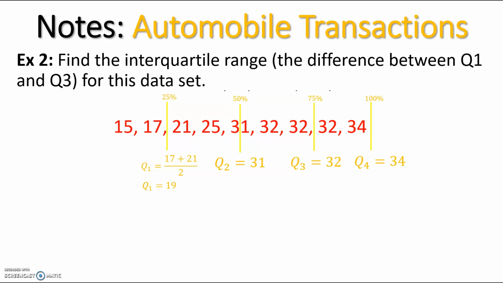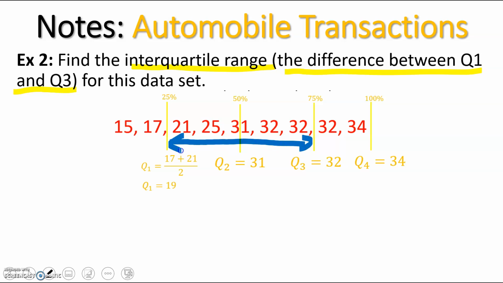Example 2, find the interquartile range. Mathematically speaking, the interquartile range is defined as the difference between Q1 and Q3. So if we look at the data set from example 1, our interquartile range is going to be the space between Q1 and Q3. So from here to here, in statistics, it's referred to as the IQR, or interquartile range.